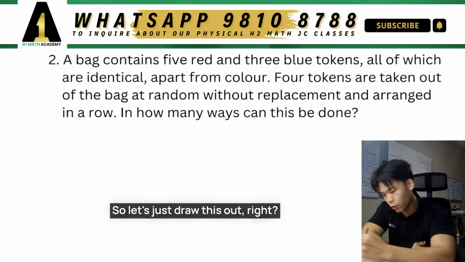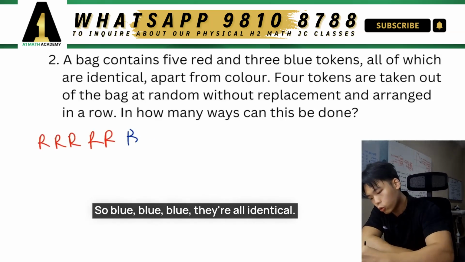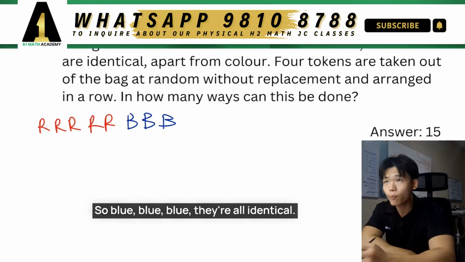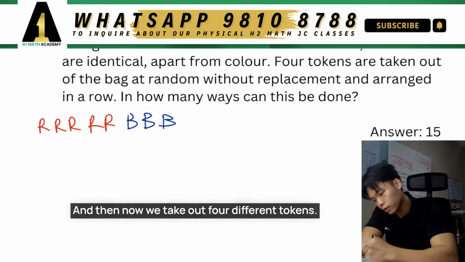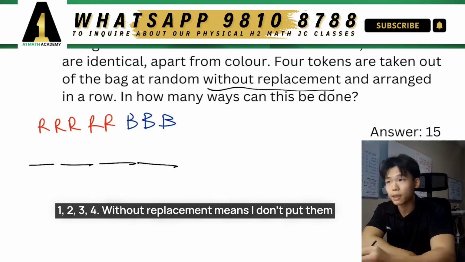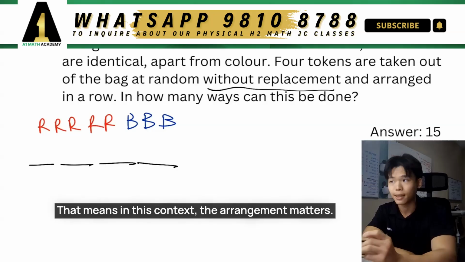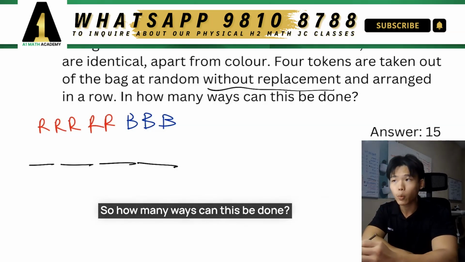So let's just draw this out, right? I got 5 red, and 3 blue. So blue, blue, blue. They're all identical, and then now we take out 4 different tokens. 1, 2, 3, 4. Without replacement means I don't put them back in, and at the same time they are arranged in a row. That means in this context the arrangement matters. So how many ways can this be done?